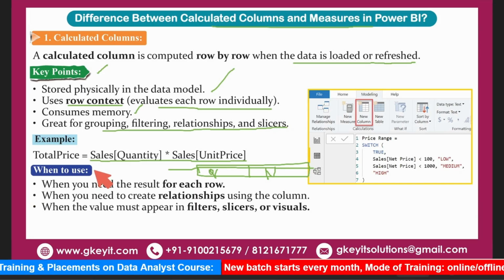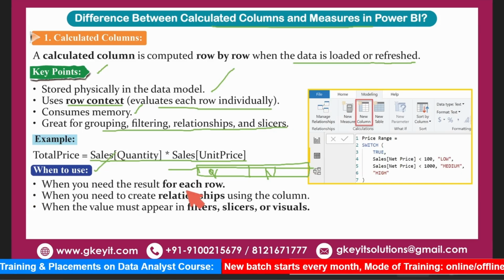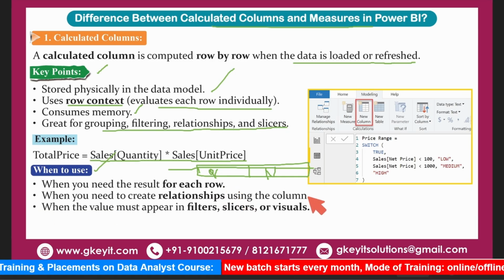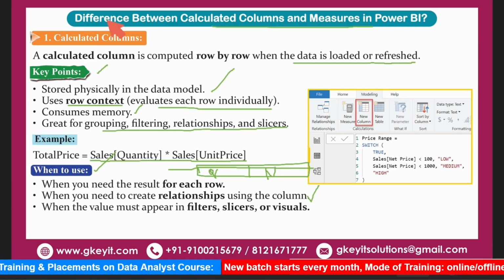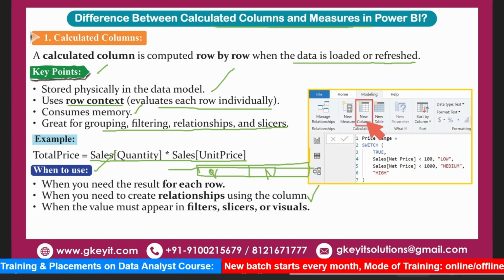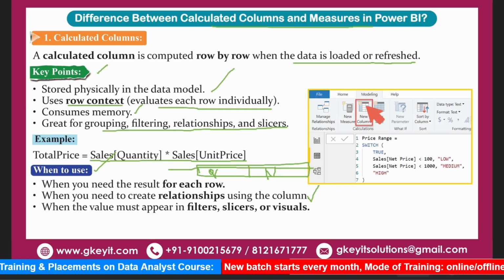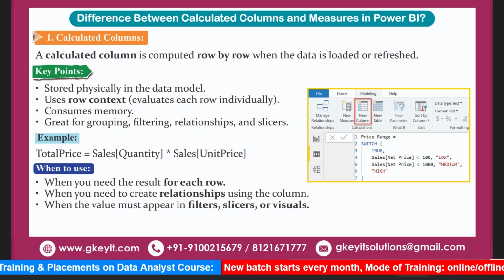And when is it used? When you need the result for each row, when you need to create relationships using the column, when the value must appear in filters, slicers or visuals, you'll go and create calculated columns. In Power BI, you'll have a separate option called calculated column, or you can right click on any data set and create a new column. That I'll show you practically in Power BI Desktop.